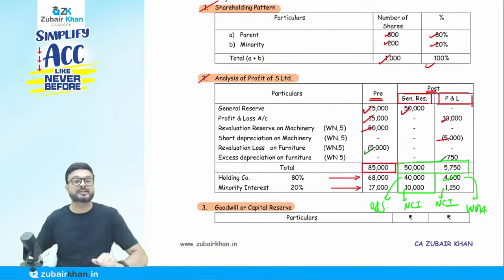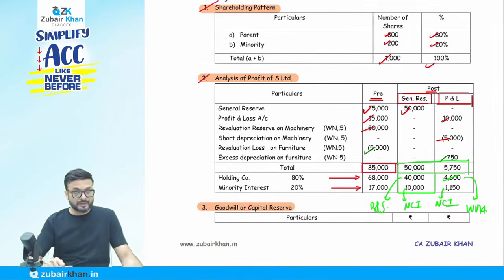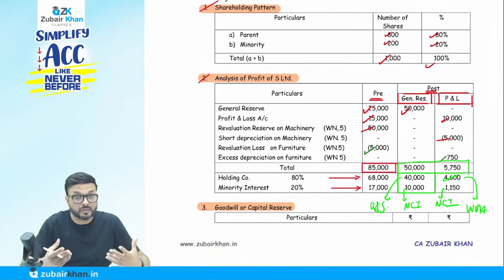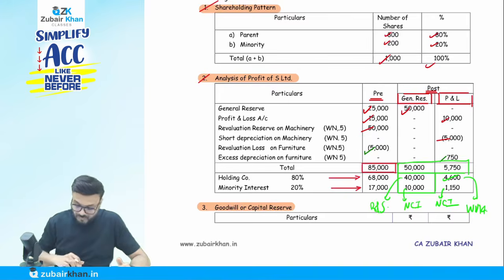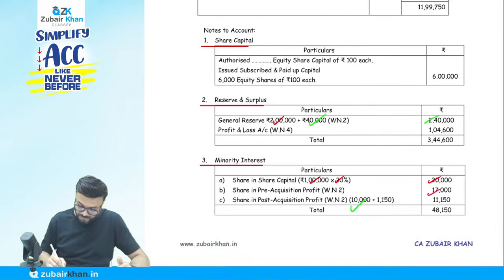How important this table is. If we go to the study material, you will get confused about where the figures are coming from. This is the main working note that we have. So 1,150 will go to minority interest total. You will write it down here. Okay. So we have done that. Now we have done this part.